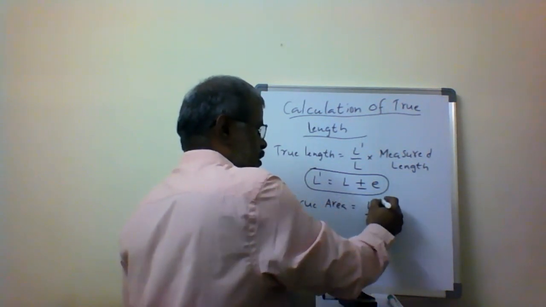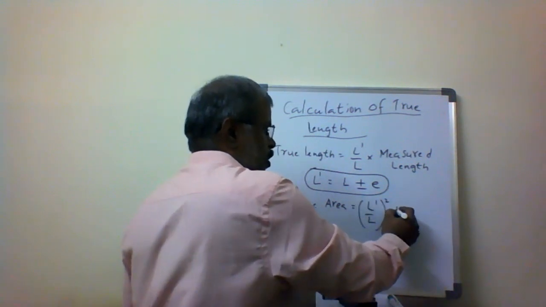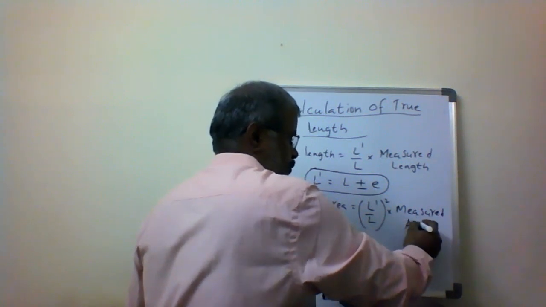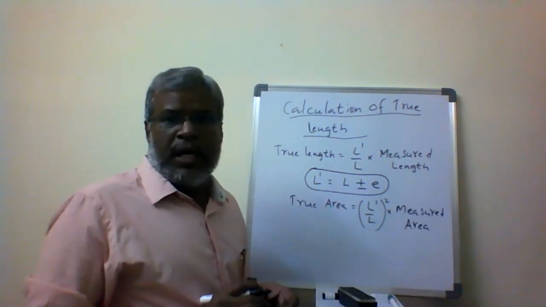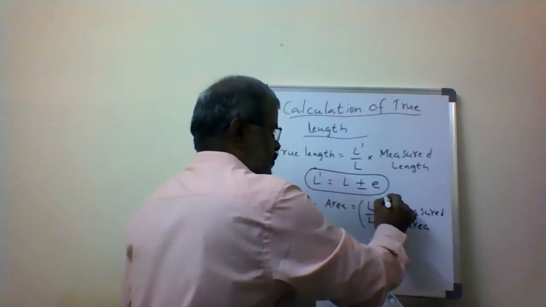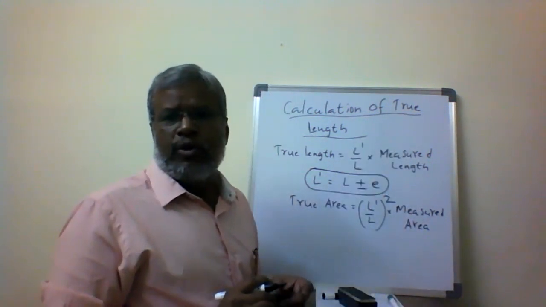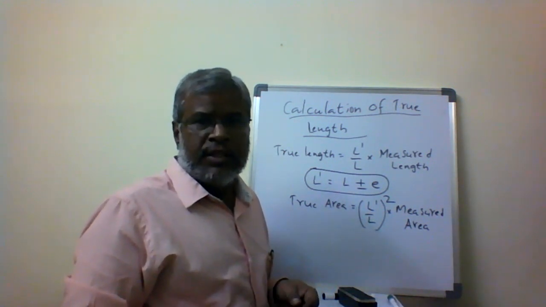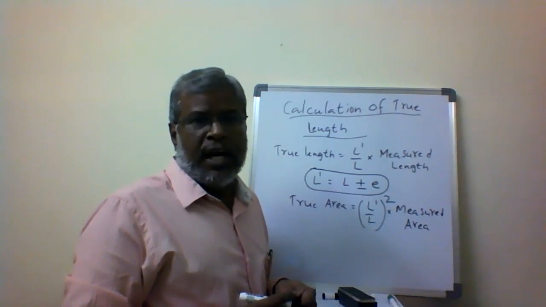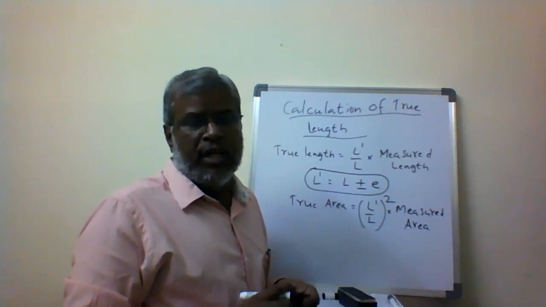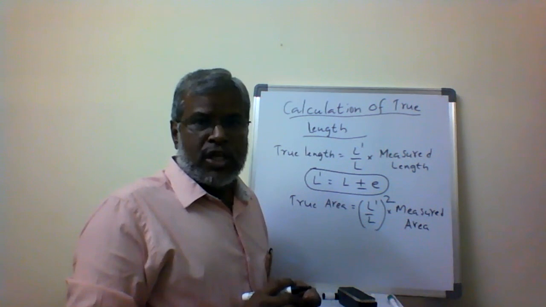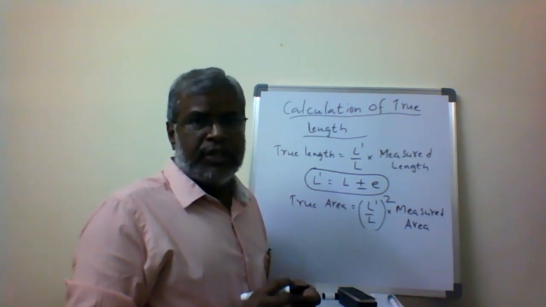Similarly, the true area equals L dash by L whole square into measured area. This is the formula we use for the true area. Here too, L dash equals L plus or minus E, and L is the standard length of the chain, 20 meters or 30 meters. In this way we calculate the true length when an erroneous chain is used for field measurement of distance.